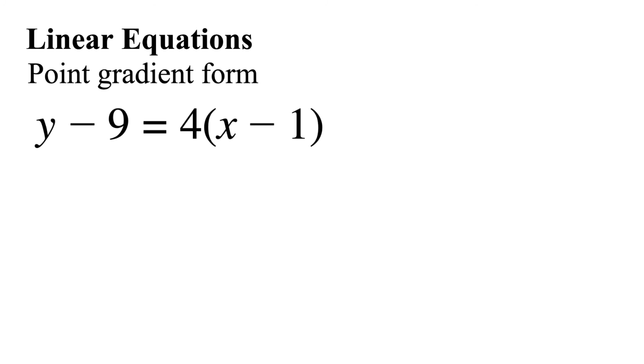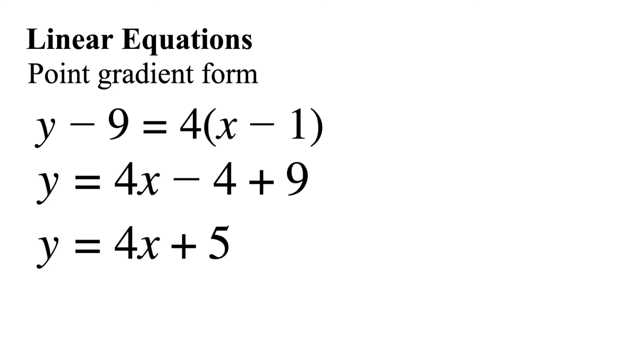This then gives us the equation y minus 9 equals 4 times brackets x minus 1 brackets. If we expand this equation, we can see that this equation turns to y equals 4x plus 5, which is the same as the previous question.